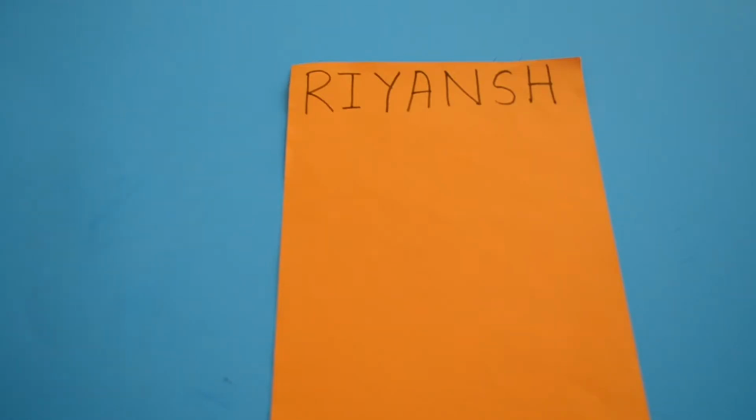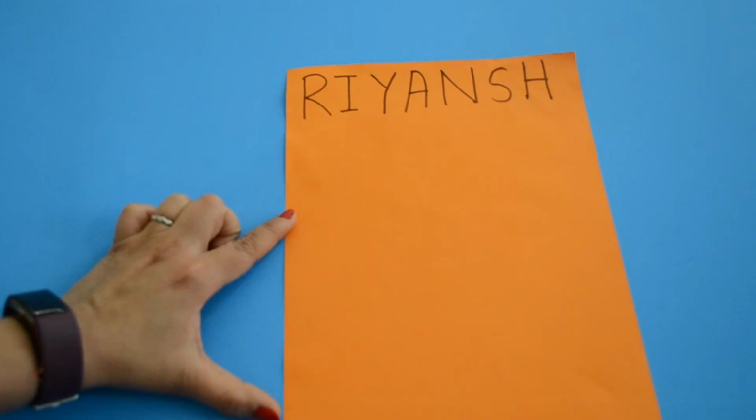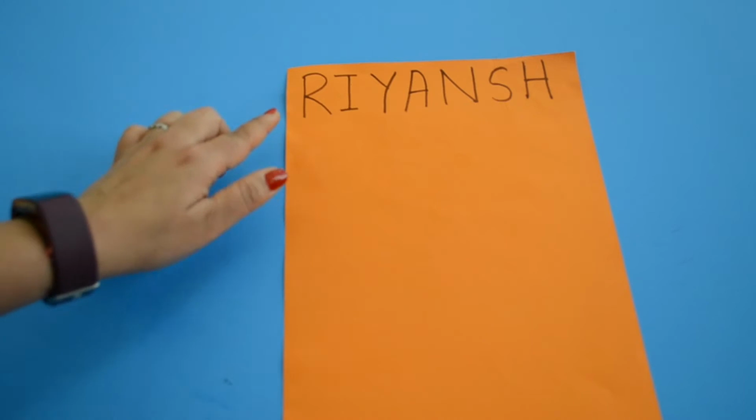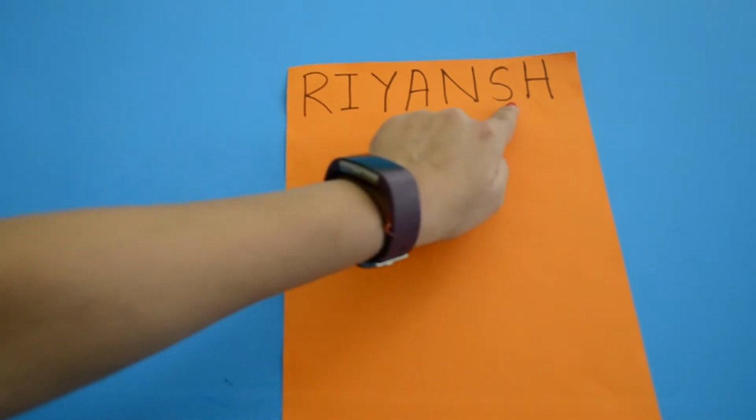So let's start our activity number 1. In this activity, we have to take one paper and write down your kid's name. For explaining this activity, I am taking the name Riyansh as an example. This activity is very simple.